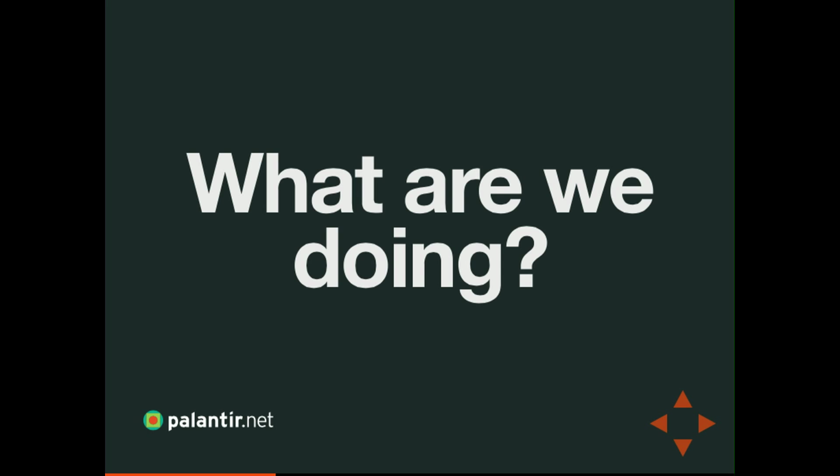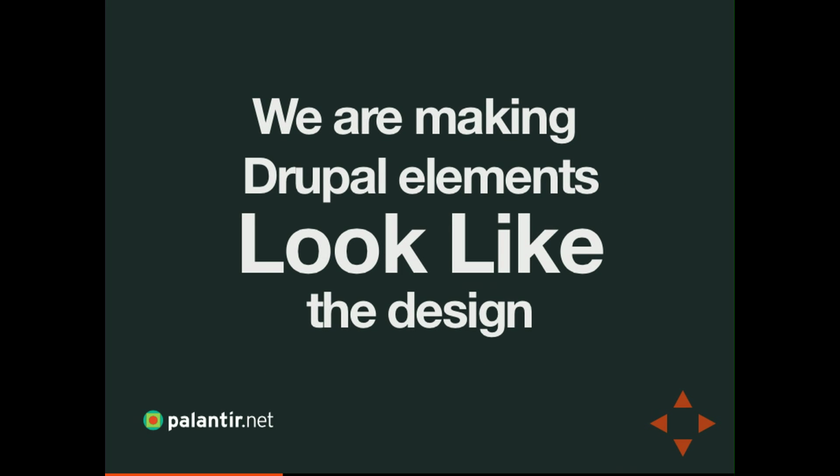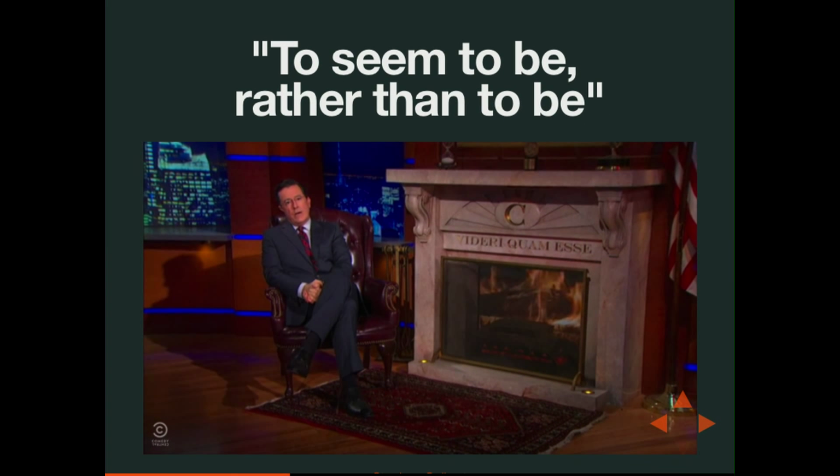In this world, what are we doing? We're making Drupal elements look like the design. Our design is in Photoshop. We don't have the option to be the design. We're trying to look like the design. I think Stephen Colbert's set is a good way of understanding this. Above his fireplace, he's got a Latin phrase that translates to seem to be rather than to be. That's an inversion, I think, of the North Carolina State motto, which says, be the thing rather than seeming to be the thing. Don't pretend to be, don't appear to be, actually be.